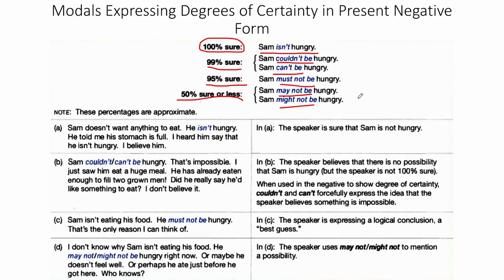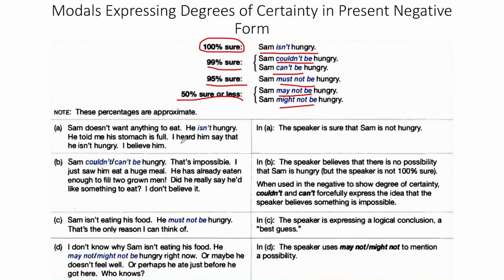Sam may not be hungry. Sam might not be hungry. And here we have, in these sentences, simply an elaboration of these examples. Sam doesn't want anything to eat. He isn't hungry. He told me his stomach is full. I heard him say that he isn't hungry.